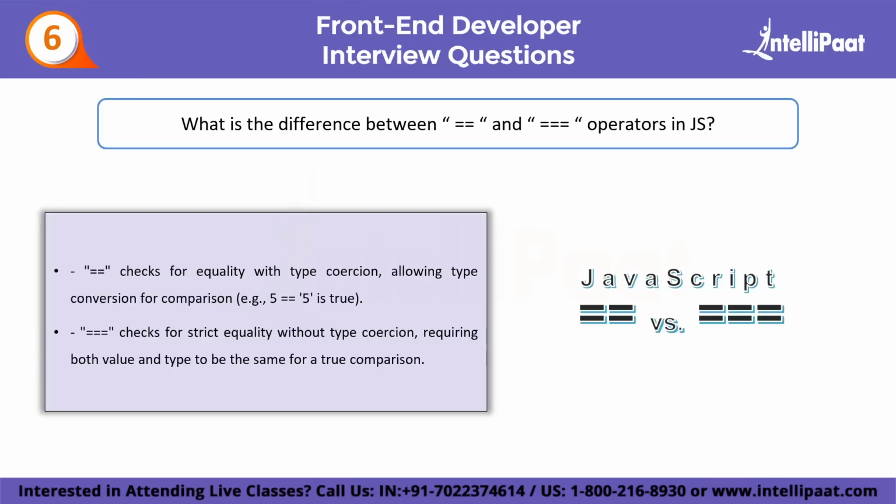On the other hand, the triple equal operator also compares the values on both the sides, but unlike the double equals, it does not perform type coercion. It checks both the values and their types. The values must be of the same type and have the same value to be considered equals. So here, the number 5 and the string 5 will be evaluated to be false because their types are different.